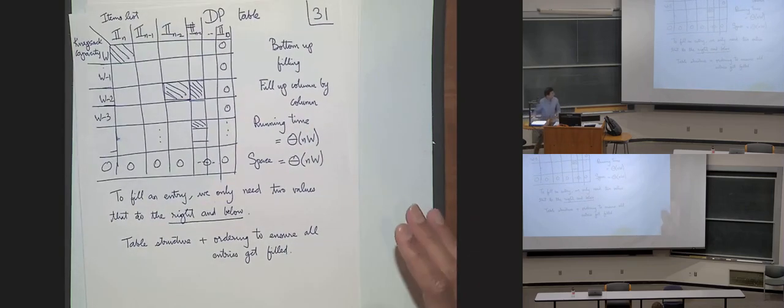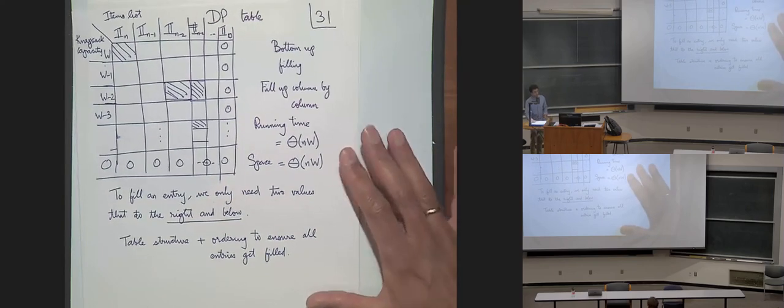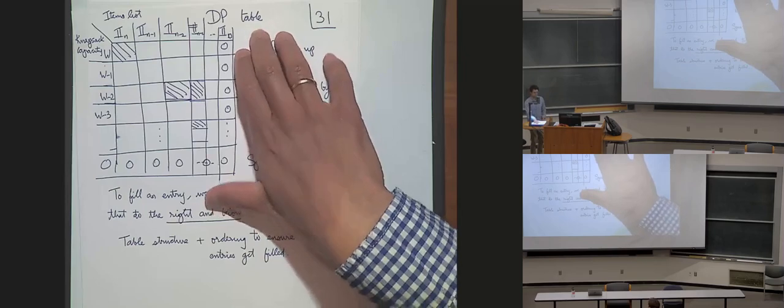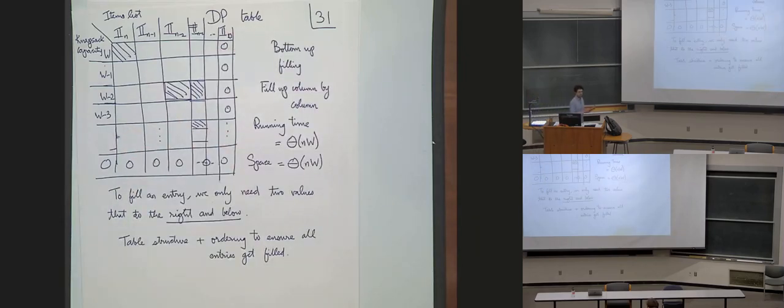I am not going to write out the pseudocode for filling up this table. Instead, I'm going to write out the pseudocode for filling up what I call the choices matrix. And you'll see that basically they're the same.